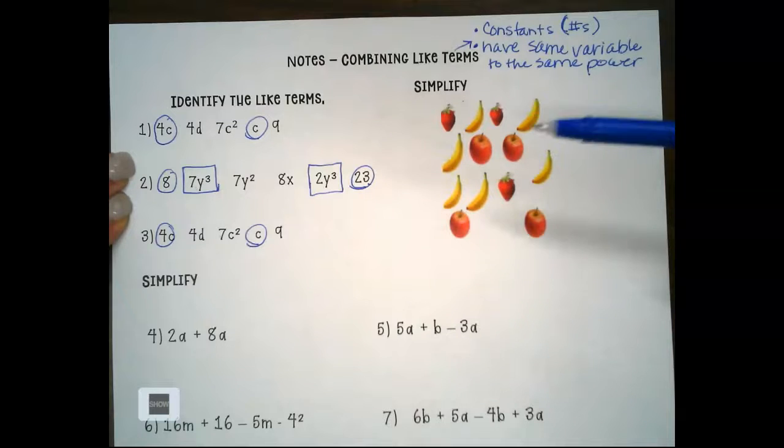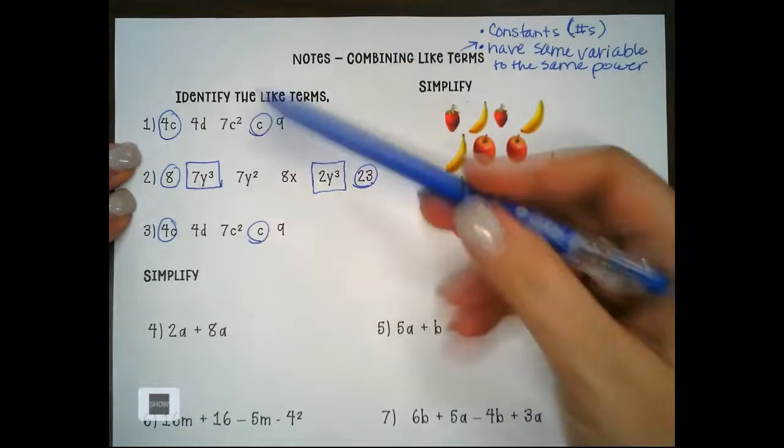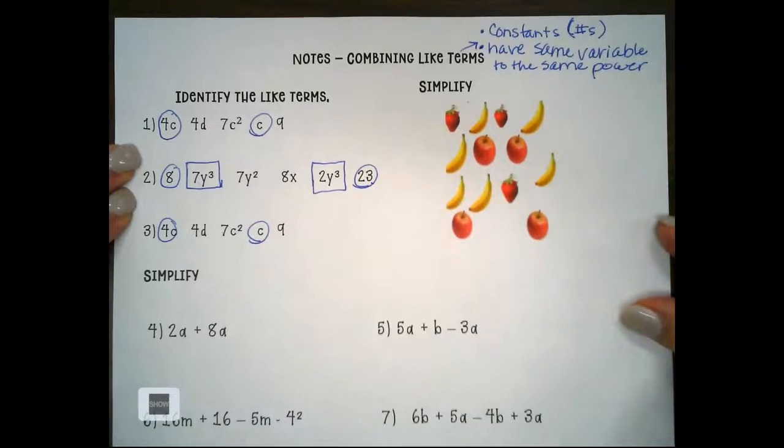Okay, now here comes the fun part. Combining like terms. Here we were just determining what's like. Combining means we're just going to put them together. Sometimes we'll add to them, sometimes we'll take away. It just depends on the sign in front of the number.